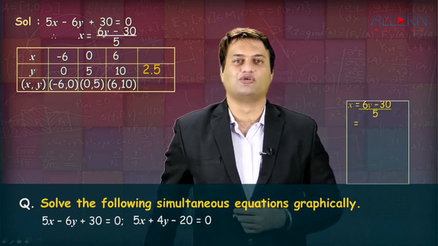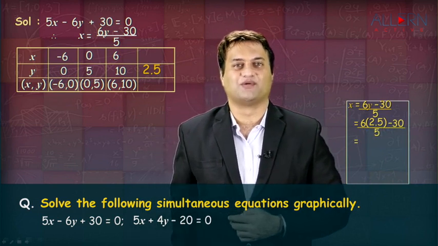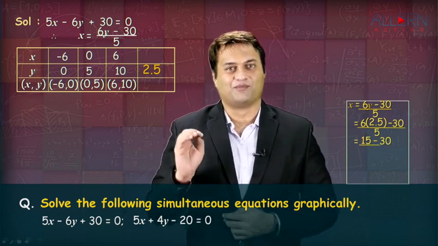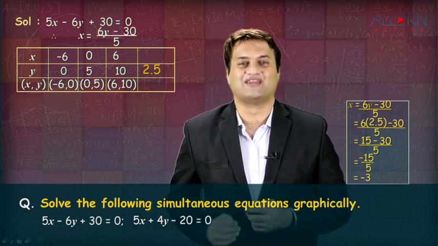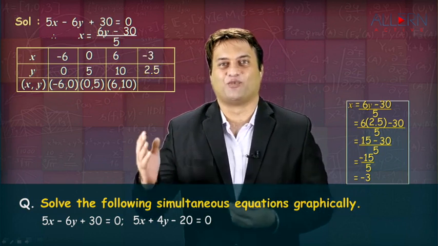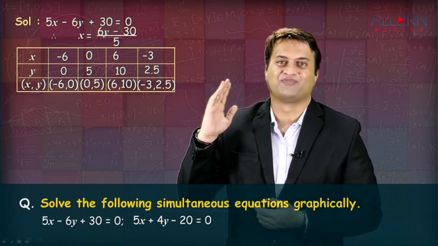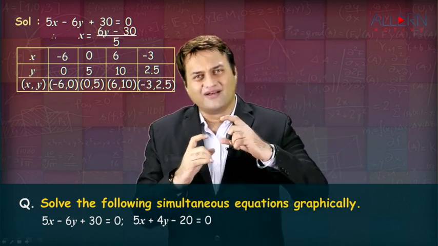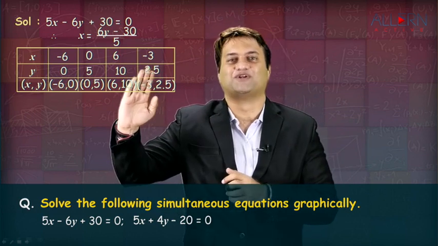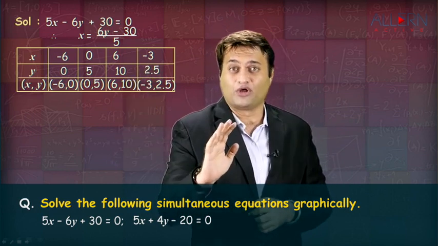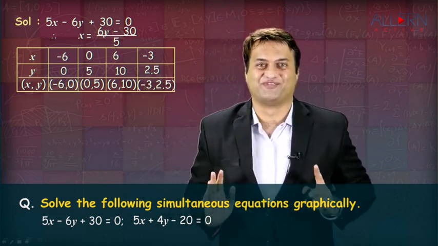So when y is equal to 2.5, you get x is equal to 6 into 2.5 minus 30 upon 5. That's 15 minus 30 upon 5. That's minus 15 upon 5. That's minus 3. An absolutely valid point to be plotted on the graph paper, that is minus 3 comma 2.5. So this is one difference to whatever we have learned so far, this assumption of 2.5. But I hope you all are very clear why did we go for this assumption, that is 2.5, right?